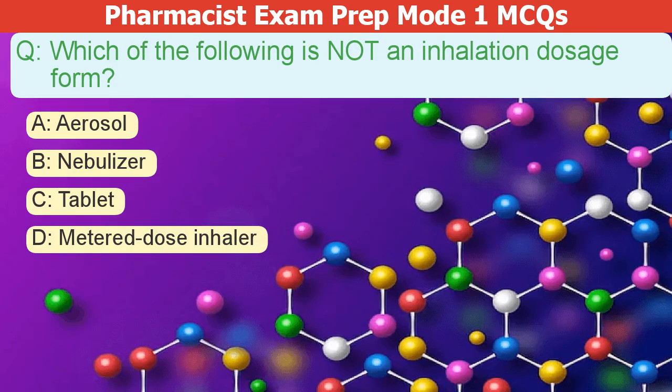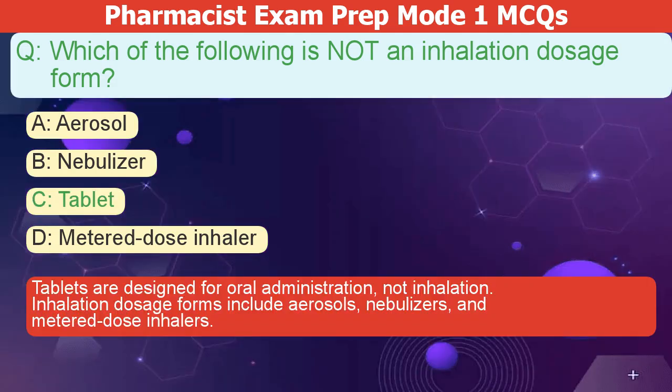Which of the following is not an inhalation dosage form? A. Aerosol. B. Nebulizer. C. Tablet. D. Metered dose inhaler. The correct answer is C. Tablets are designed for oral administration, not inhalation. Inhalation dosage forms include aerosols, nebulizers, and metered dose inhalers.